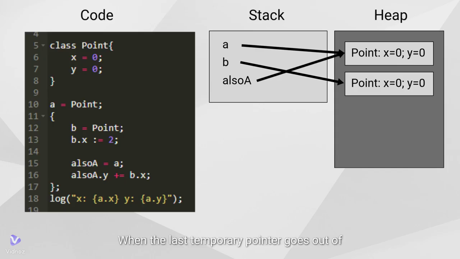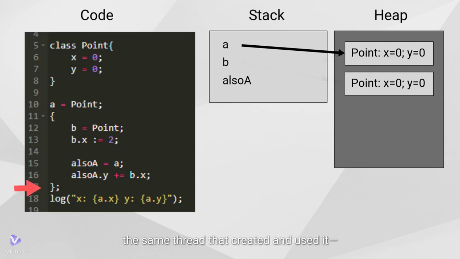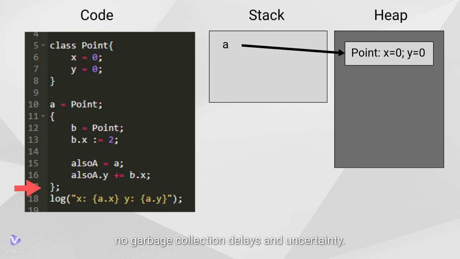When the last temporary pointer goes out of scope, the object is immediately deleted on the same thread that created and used it, with no garbage collection delays and uncertainty. This eliminates all need for init-defer, finalizers, closable, finally, and other artificial constructs of other languages.